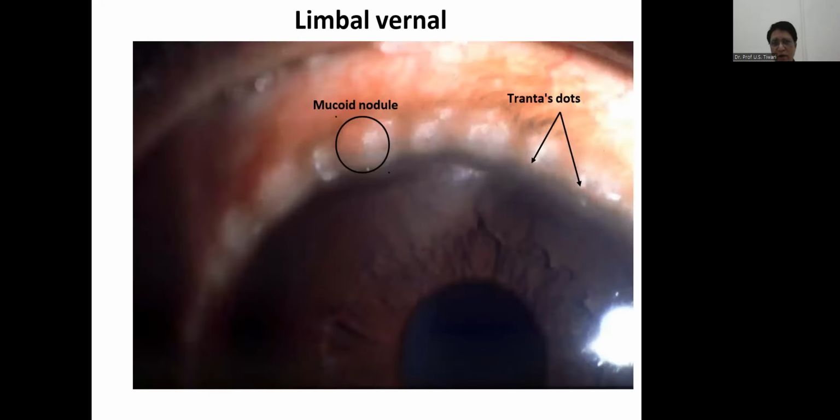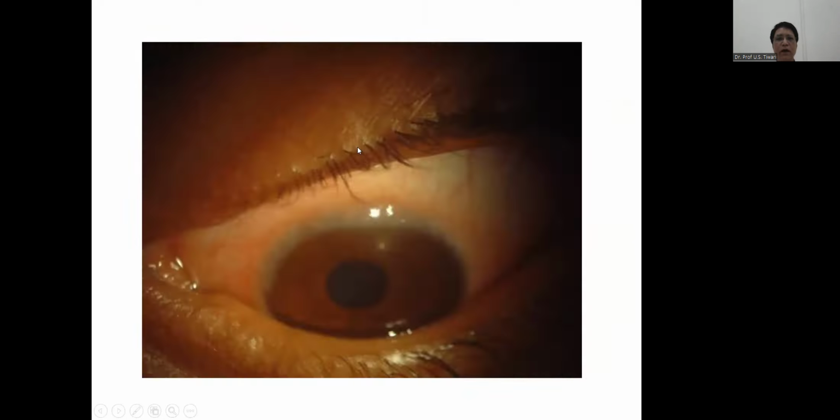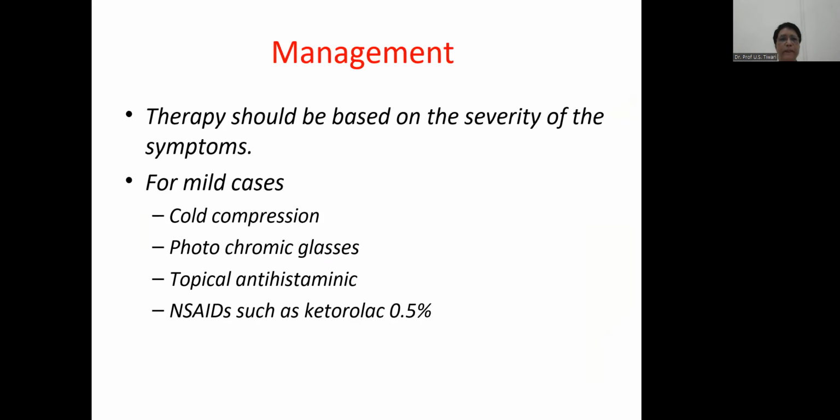Now, this is what I was talking about in the limbal vernal. These are the Trantas dots. They are the aggregates of eosinophils, and they are usually present around the limbus. These are the mucoid nodules. This is a characteristic look of the limbitis, showing a lot of eosinophilic response.